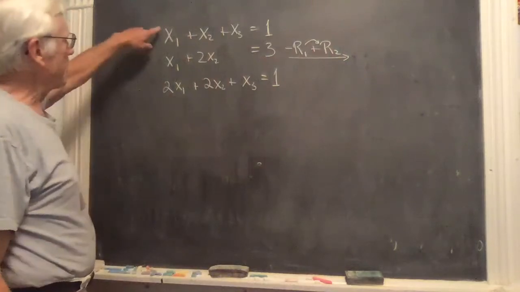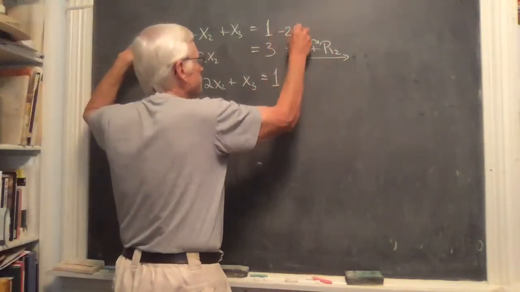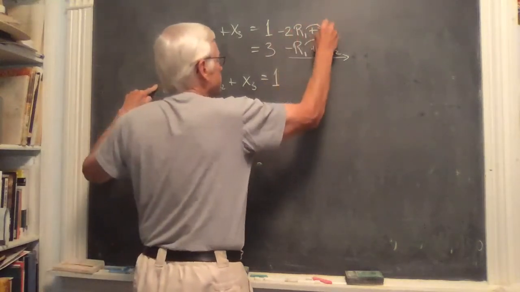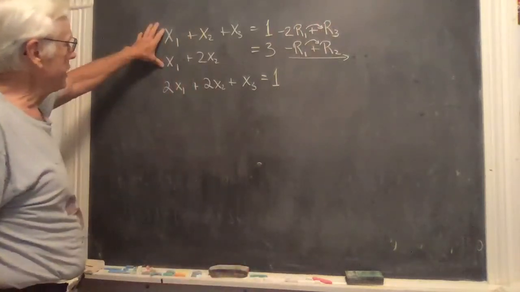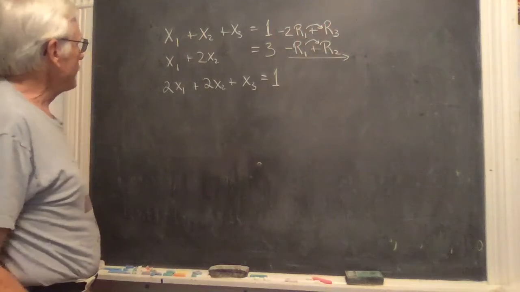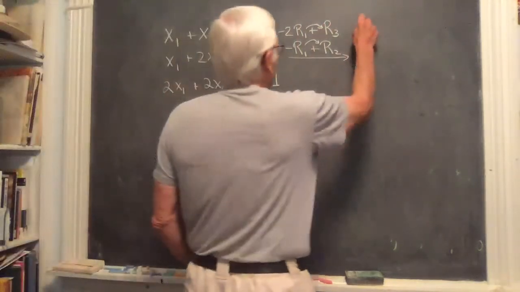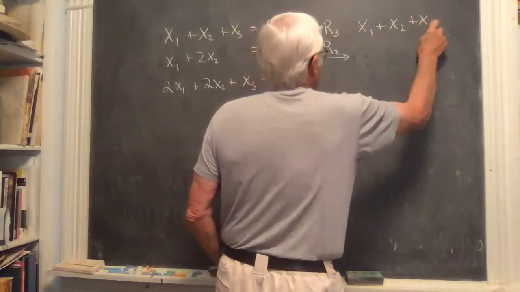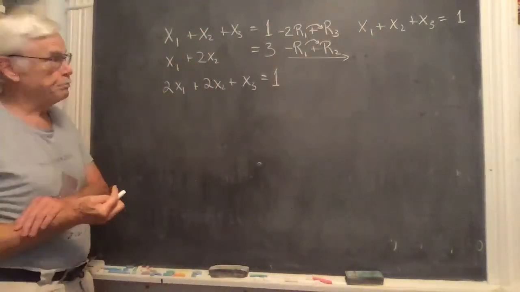And at the same time, I'll take minus 2 times the first row and add it to the third row. That will eliminate the x1 variable in both of these. So let's take a look at it. The first row remains the same, because nothing was added to it.